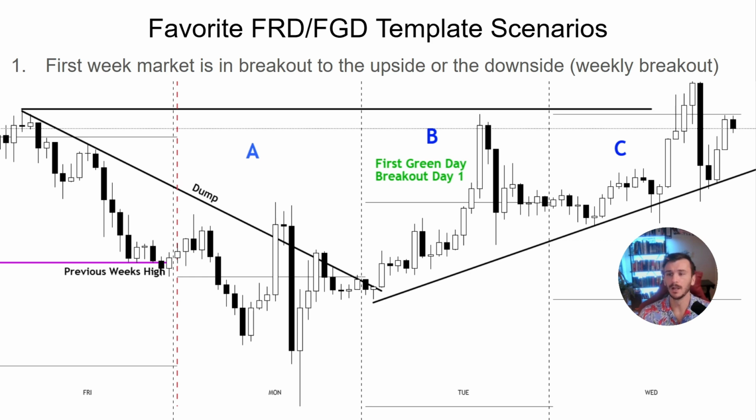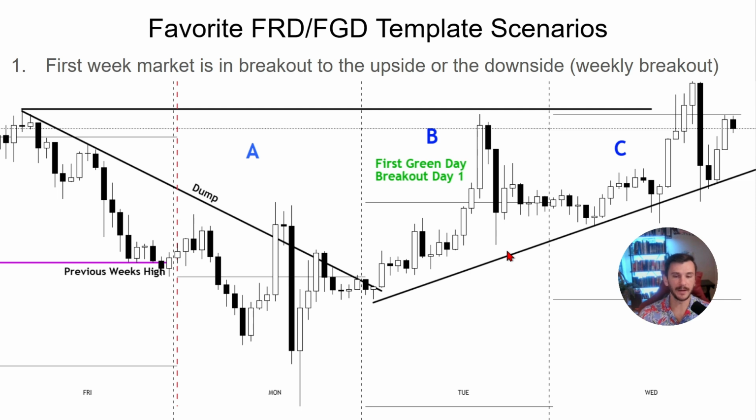So for example, whenever I have a first red or a first green day, and it's like the first week of breakouts, right? So for example, we have a previous week's high. This is the first week. The market was going down, and then we get a breakout to the upside of that week, and then the new week begins, and we have a large dump coming off of Friday into Monday that closes in breakout and then fails on Tuesday. So now we have kind of a peak formation low, peak formation high, day 1 first green day on this Tuesday over here.